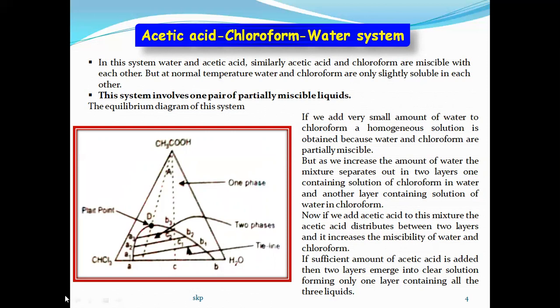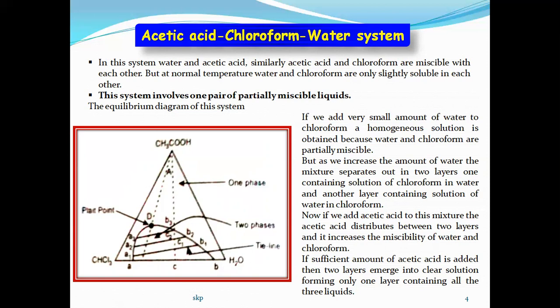Now if we add acetic acid to this mixture, then the acetic acid distributes between the two layers and it increases the miscibility of water and chloroform into each other, because acetic acid is soluble in both solvents. So however much acetic acid we add to the solution in which two layers are formed, some part of the acetic acid will dissolve into chloroform, and some part of the acetic acid will dissolve into water.